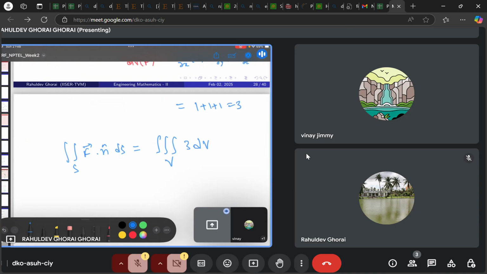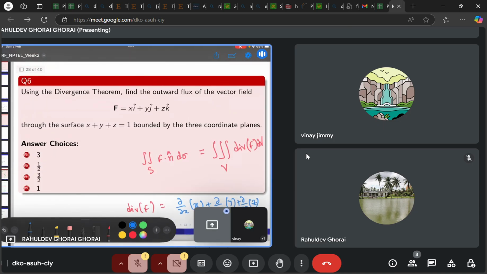The volume is not given by x square plus y square plus z square. It is x plus y plus z equal to 1 and bounded by the three coordinate planes. Right?